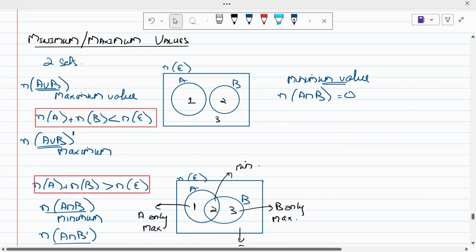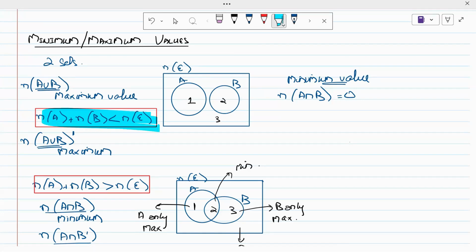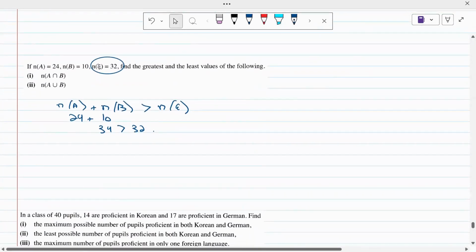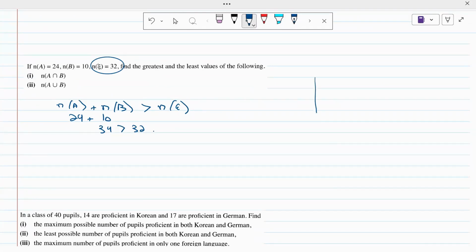For the first case to exist, for the disjoint set to exist, there has to be no intersection. And since the sum of the two values is greater than the universal, 34 is greater than 32, that means it's not the case of disjoint. So either it would be the case of small intersection or the subset. That will decide further.